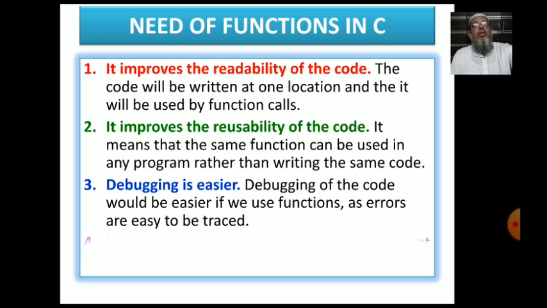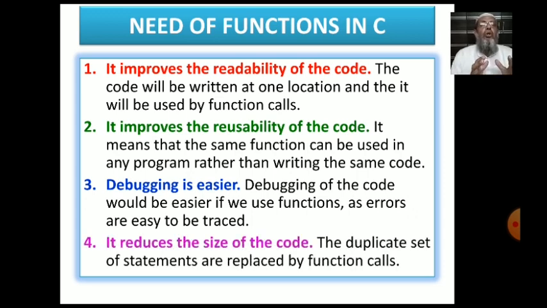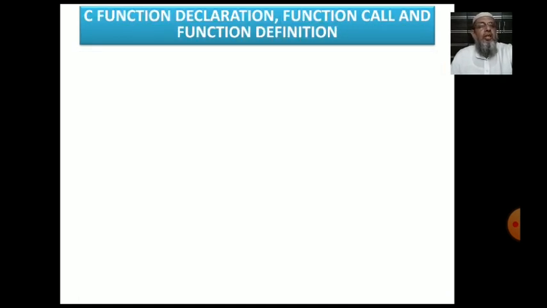And the fourth advantage of the function is that it reduces the size of the code. Instead of 10, 20, 100 locations where the same set of statements would be written and compiled, if we use functions it will be written at one location, compiled once, and one set of code will be there. That's why it reduces the size of code. So there is less occupancy of disk space, compilation will be very fast, and it will be very efficient.